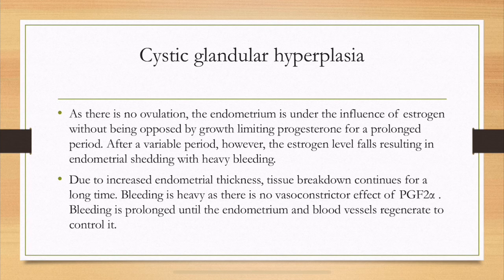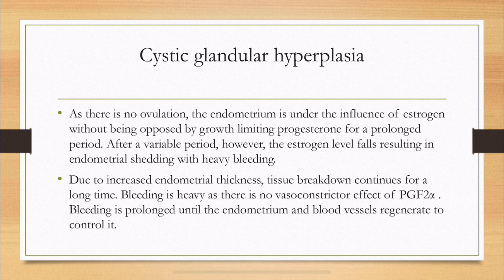As there is no ovulation, the endometrium is only under the influence of estrogen without being opposed by growth limiting progesterone. We have already discussed, whenever there is no ovulation, corpus luteum formation won't be there and progesterone won't be released. Since there is no progesterone, the endometrium is under the influence of estrogen for a prolonged period. After a variable period, the estrogen level falls, resulting in endometrial shedding with heavy bleeding.